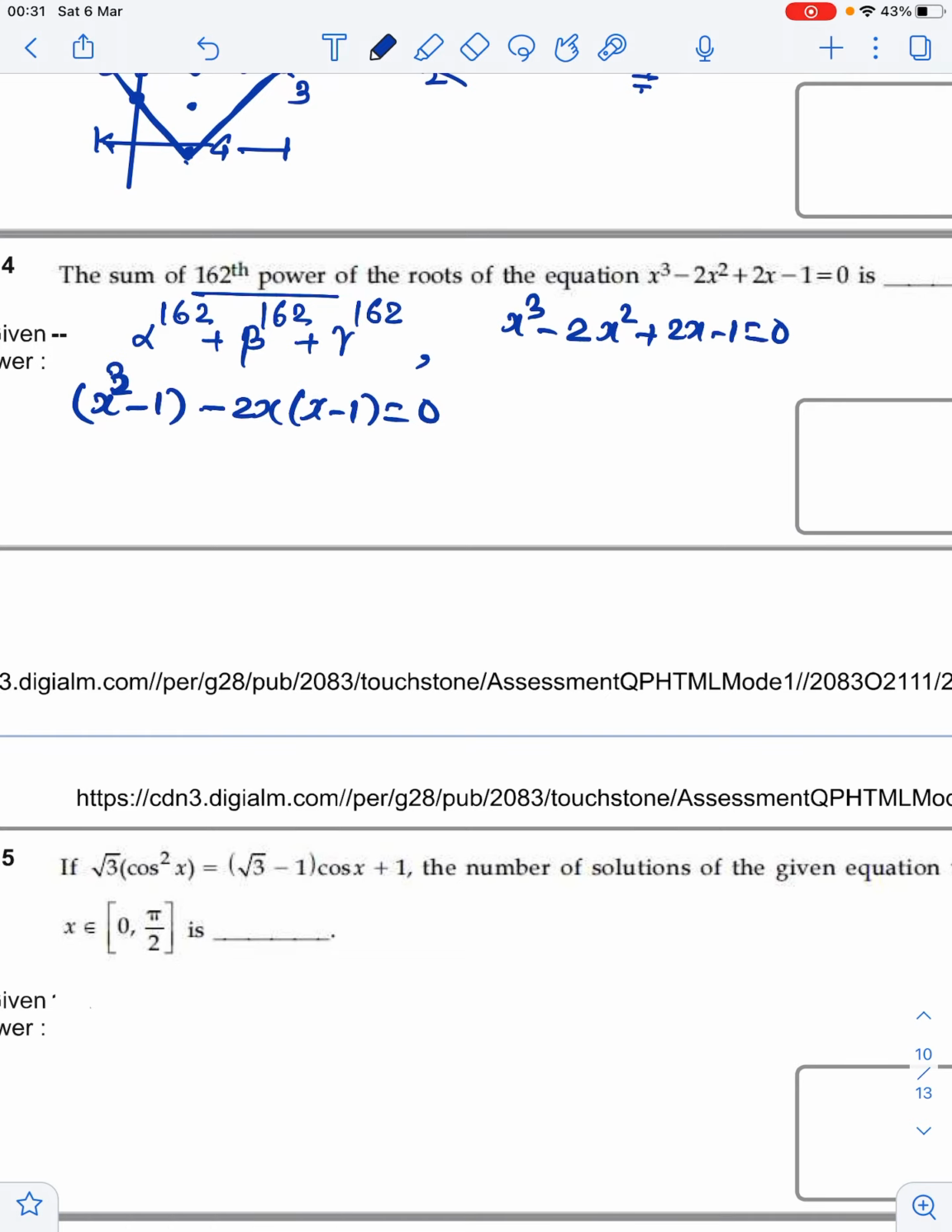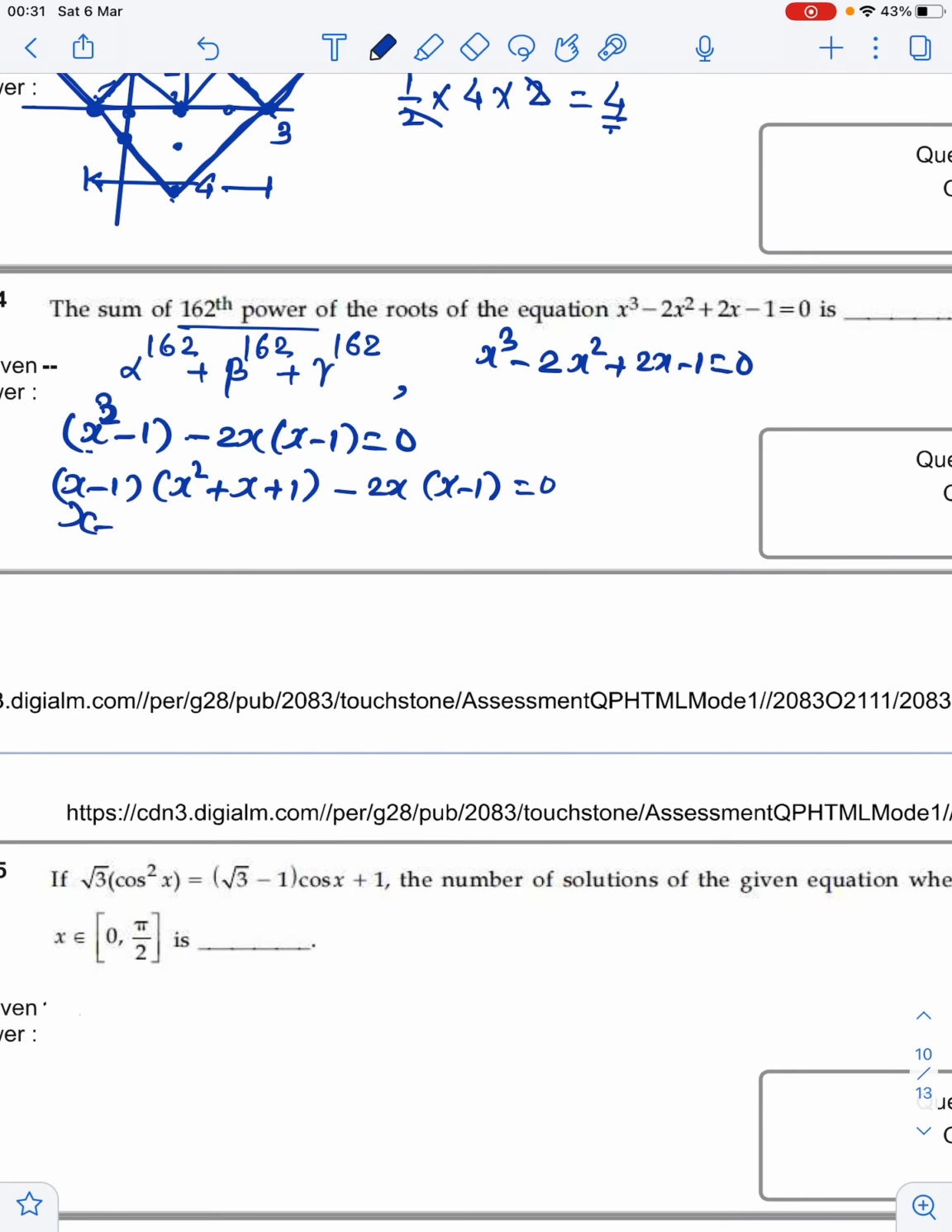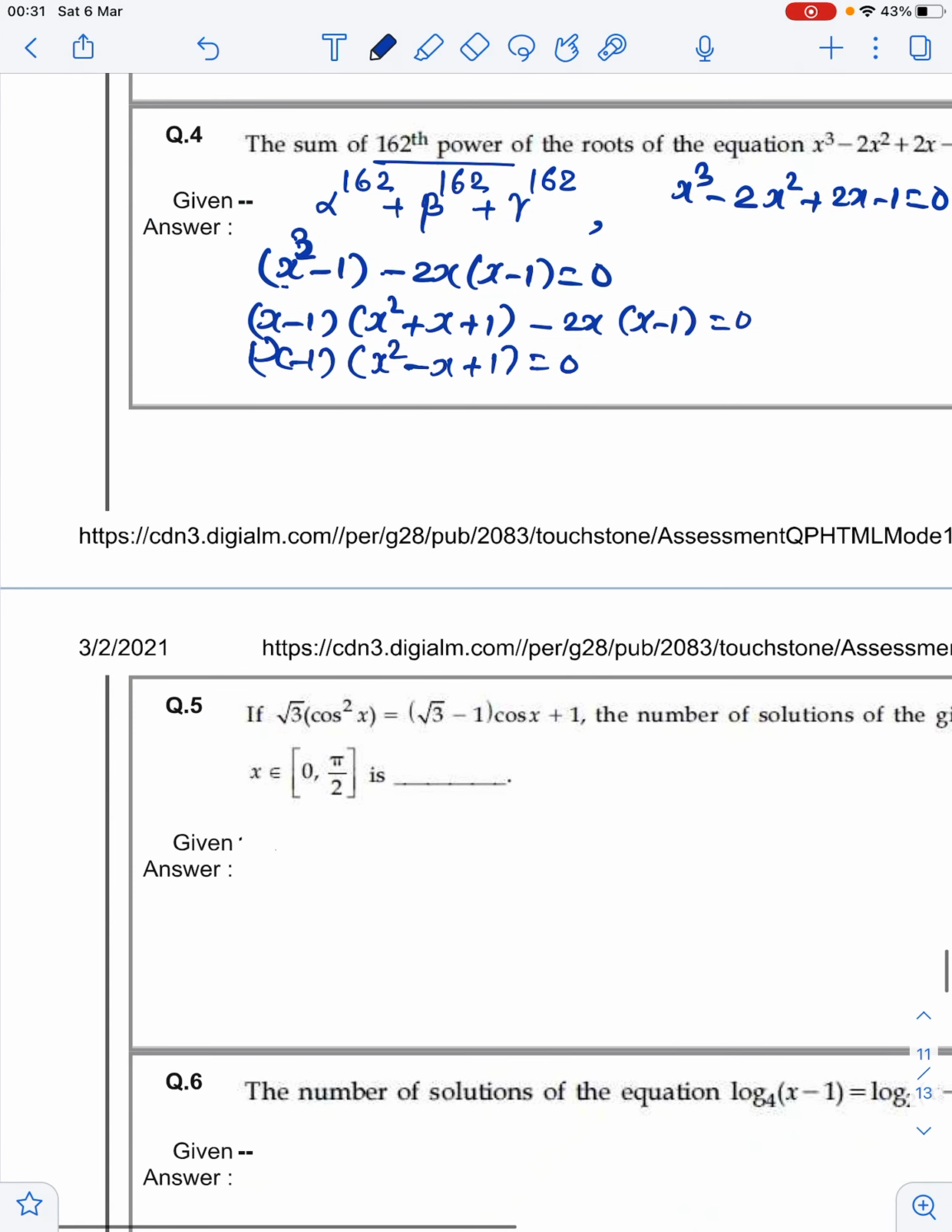Correct? X cube, this is. So when you factorize this, this becomes x minus 1 into x square plus x plus 1 minus 2x into x minus 1. Correct? So one common factor is x minus 1. So this comes out to be x minus 1 into x square minus x plus 1 is equal to 0. So the roots are clearly 1, and the roots of this equation will be minus omega and minus omega square, where omega is the cube root of unity.